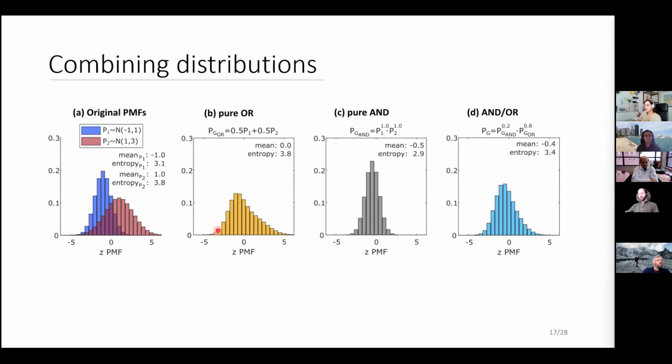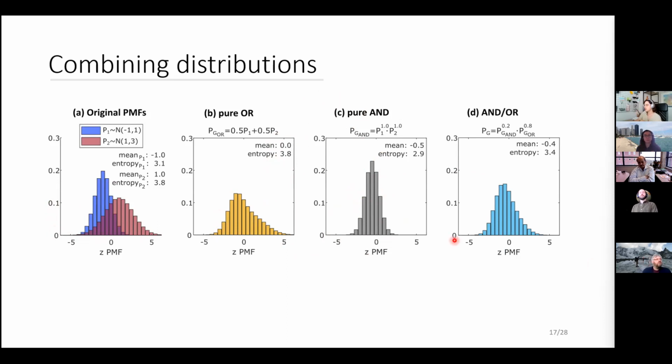Now, we could also multiply them, or take their intersection, to obtain the AND combination of both. In the paper, we have also proposed a combination of these two, pure OR and pure AND, as a way of balancing both behaviors.